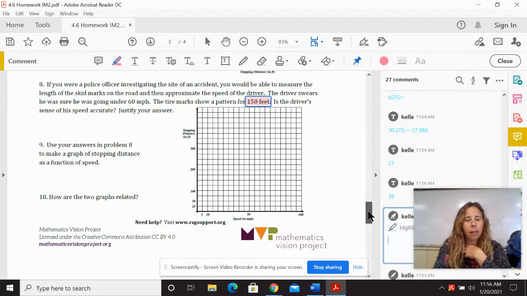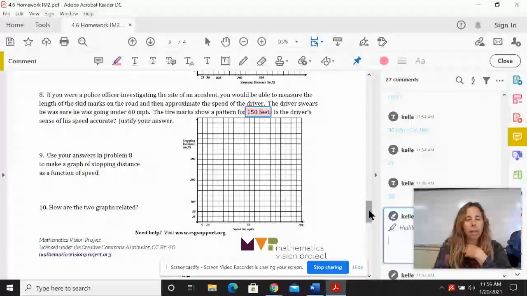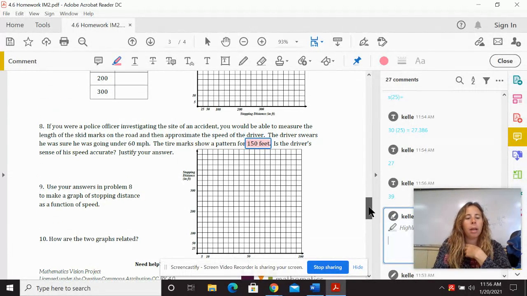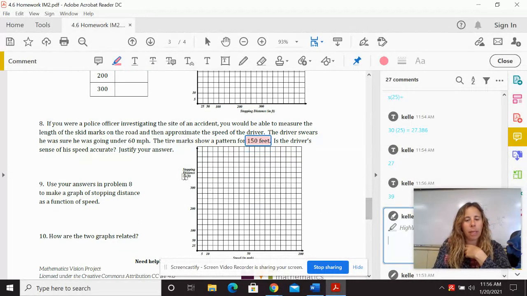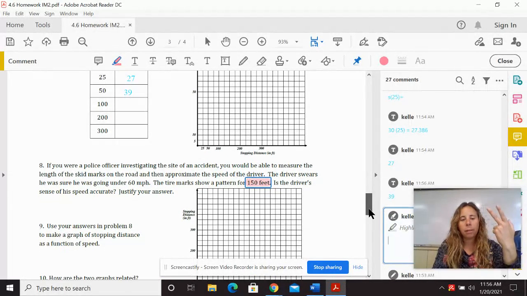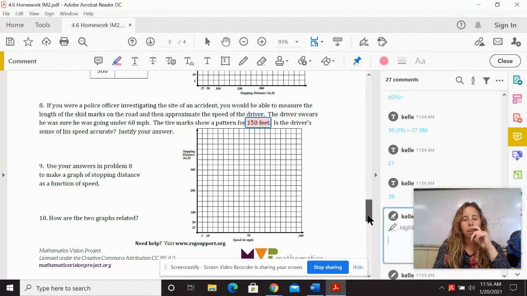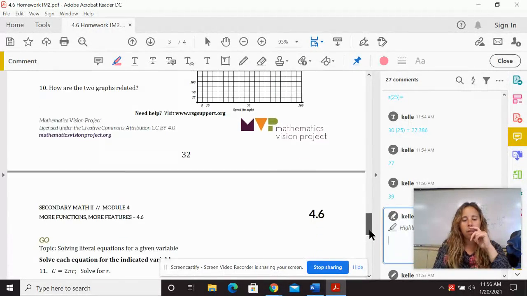Number 9, use your answers in problem 8 to make a graph of stopping distance as a function of speed. So number 9 means they want you to make the inverse. So once again, wow, that was nice of them. They did the graph for you. So now speed is your x and stopping distance is your y. So everything you have in the table, you're just going to flip it and graph that. All right.